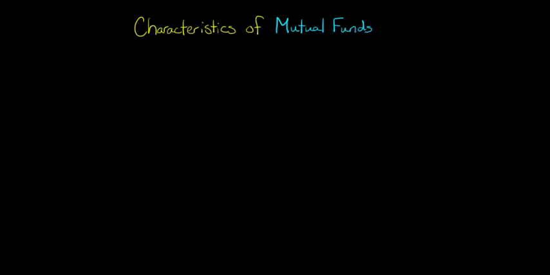In this video, we're going to talk about some of the characteristics that distinguish different types of mutual funds from one another. One really basic distinction is whether a mutual fund is actively or passively managed. And what we mean when we say active or passive is basically whether the manager is trading a lot.